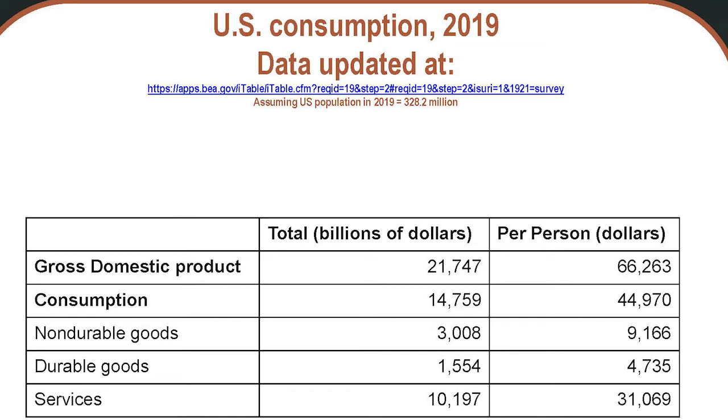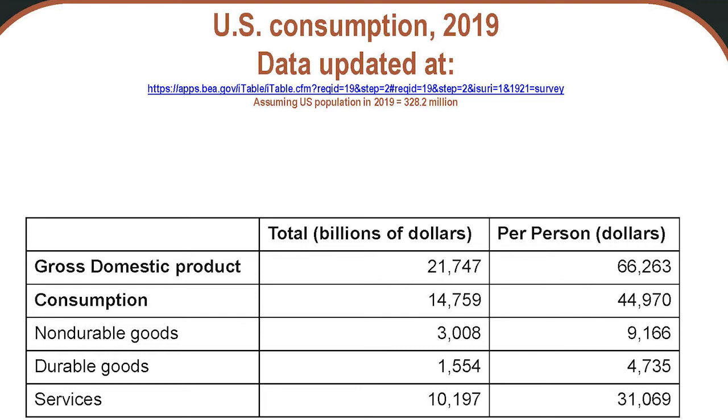which, if you divide that by 328.2 million people, the population of the United States in 2019, at least as far as Google is reporting it, that would amount to $66,000 per person. So for a family of four, that would be roughly $250,000. Clearly, not every family of four is living on $250,000 a year. There is distribution of that total GDP that is somewhat unequal across society.